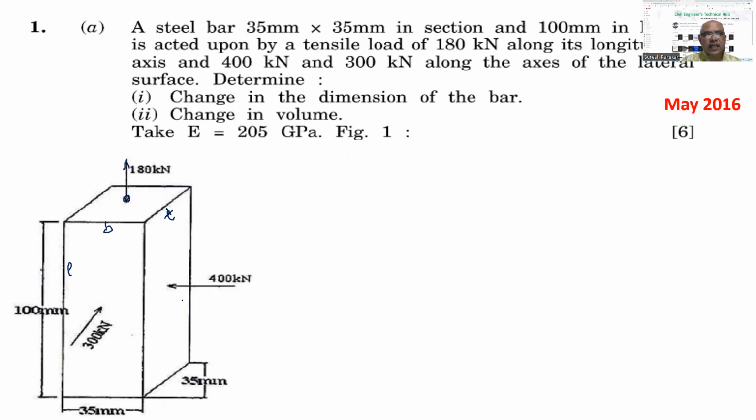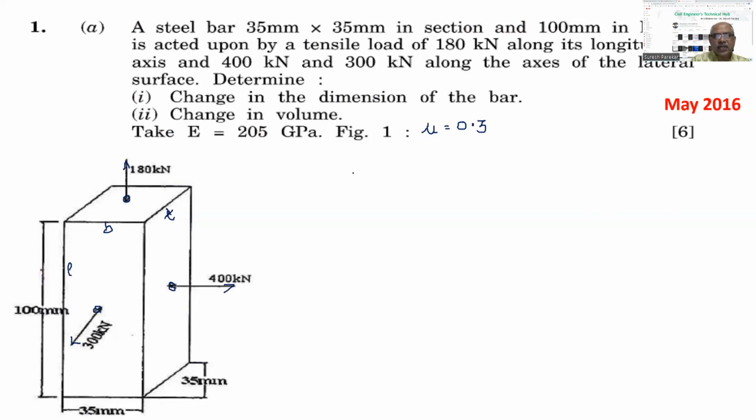Then we have 400 kilonewton and 300 kilonewton. These are again tensile forces, 400 kilonewton and 300 kilonewton. We have to find the change in the dimension of the bar and the change in the volume. E is given as 205 and mu is given as 0.3. If not given, you have to consider that value. So now we have the given data very clear. Now we have to find the change in the dimension and the change in the volume.